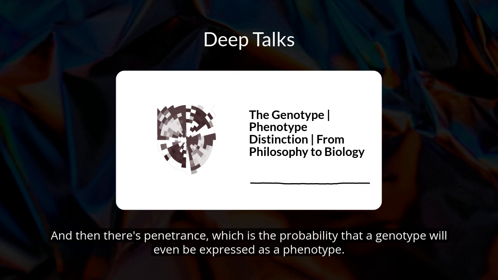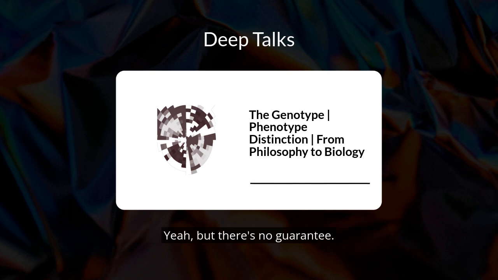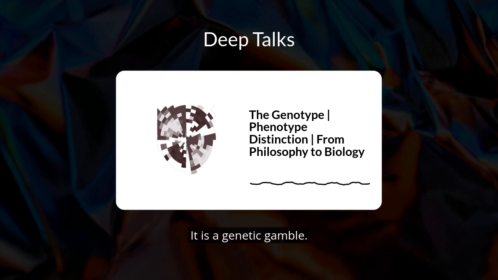And then there's penetrance, which is the probability that a genotype will even be expressed as a phenotype. So you might carry the gene for something, but there's no guarantee that it'll actually show up. It's like rolling the dice. It's like a genetic gamble. It is a genetic gamble.